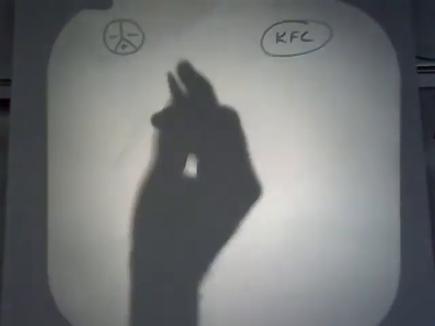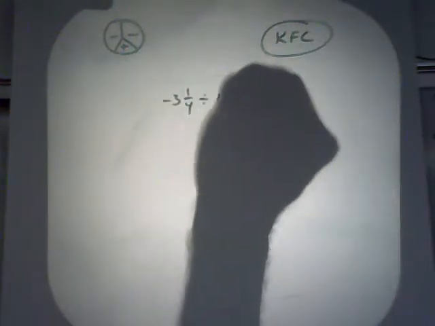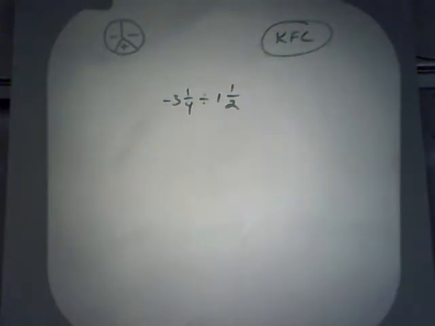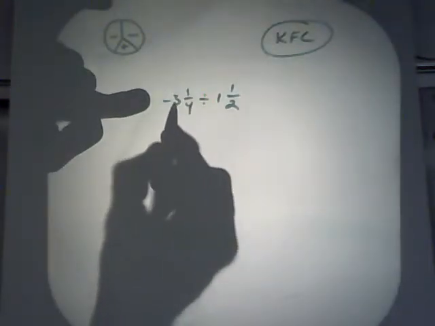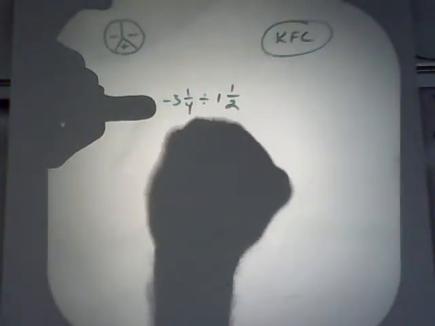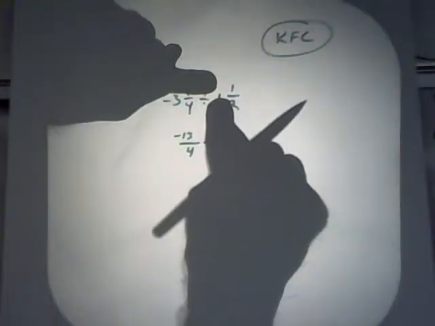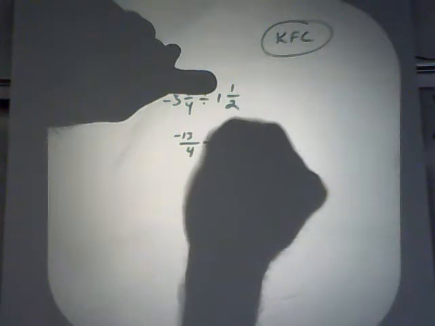Okay, let's go ahead and write down a few more of these. Let's go negative 3 and 1/4 divided by 1.5. Now the only difference is I gave you mixed numbers. What do you think we do with the mixed numbers? Okay, we're going to go around the world. So let's go with this one first. 4 times 3 is 12 plus 1 is 13. That gives me negative 13 fourths. Divide. 2 times 1 is 2 plus 1 is 3 halves.